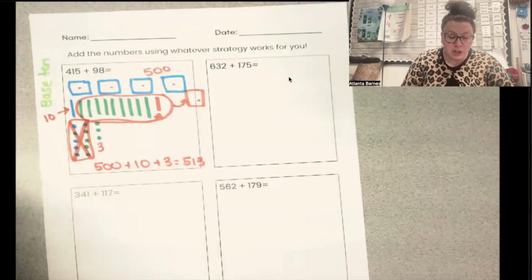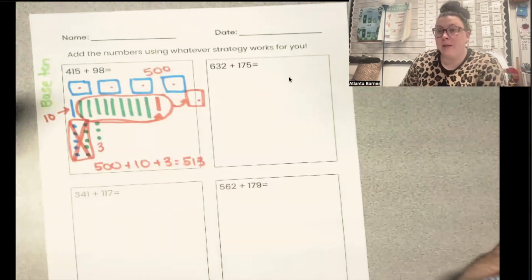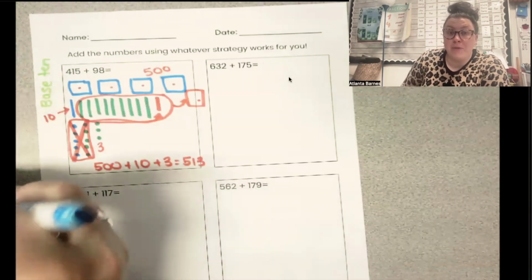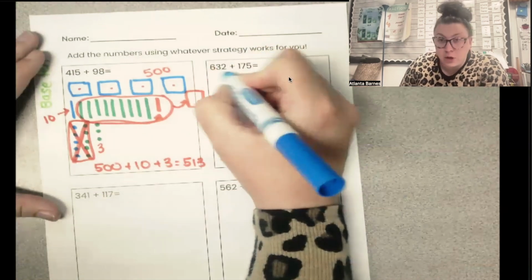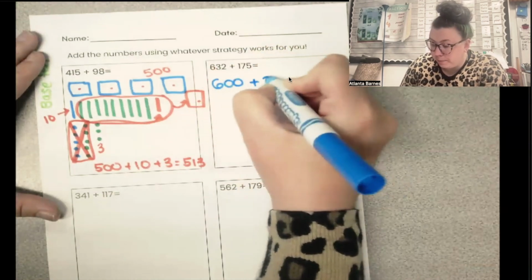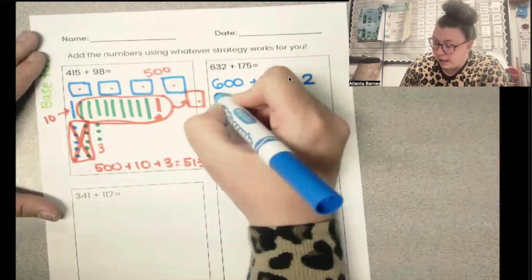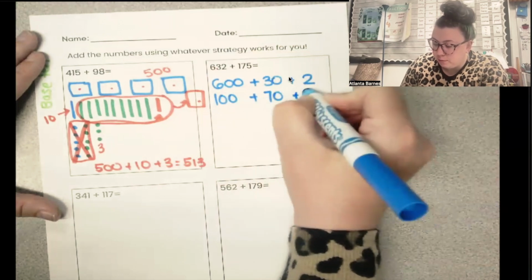The next strategy I'm going to show you is expanded form. So expanded form is just how it sounds. You use the expanded form of both of the numbers and add it up that way. Okay. So I have 632. So expanded form of 632 is 600 plus 30 plus 2. Expanded form of 175 is 100 plus 70 plus 5.